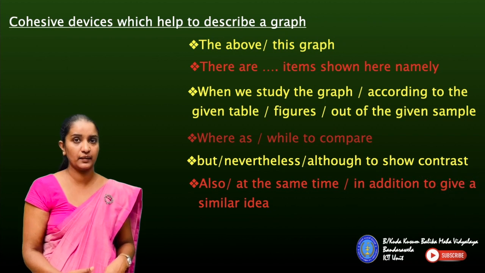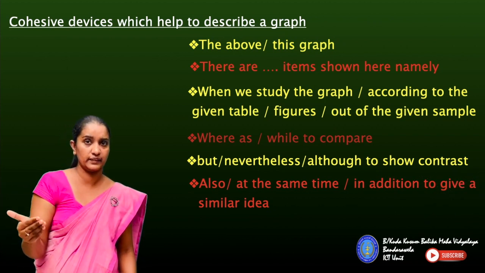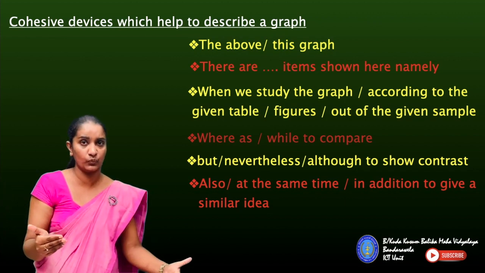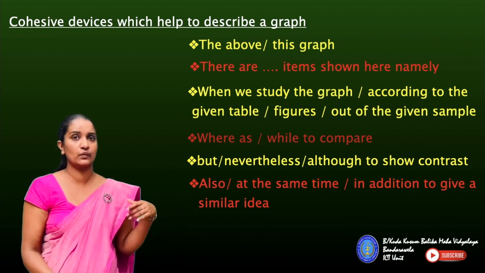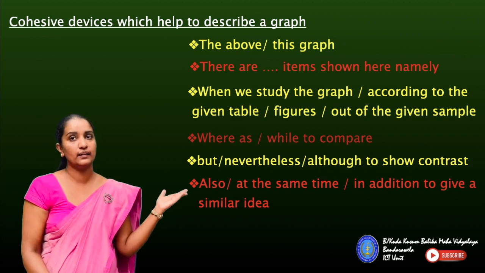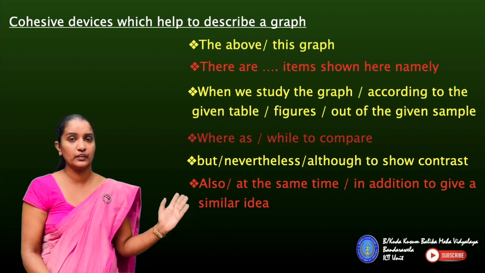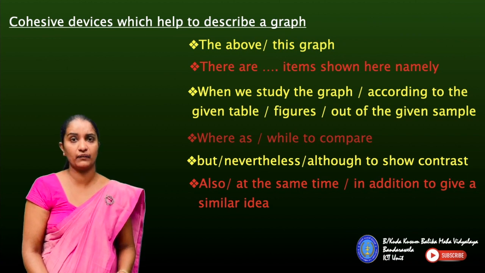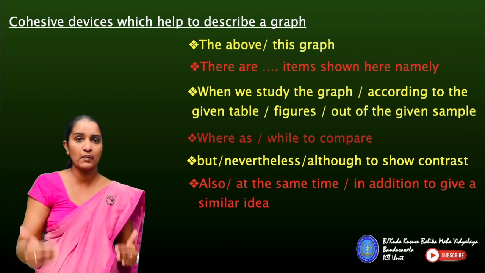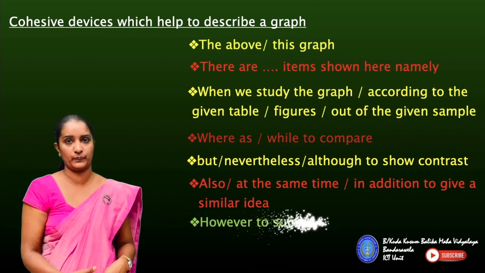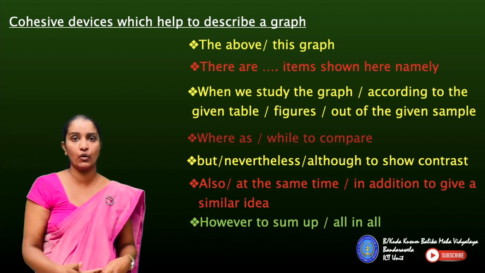And look at my next point. Also, at the same time, that means you give a series of data in 4 or 5 sentences, and then again you have to add more. So you can use also, at the same time, in addition, to give similar idea. And third paragraph should contain 1 or 2 sentences. That is enough. So to sum up your everything, you can write, you can start it with however. So it will sum up your whole writing.